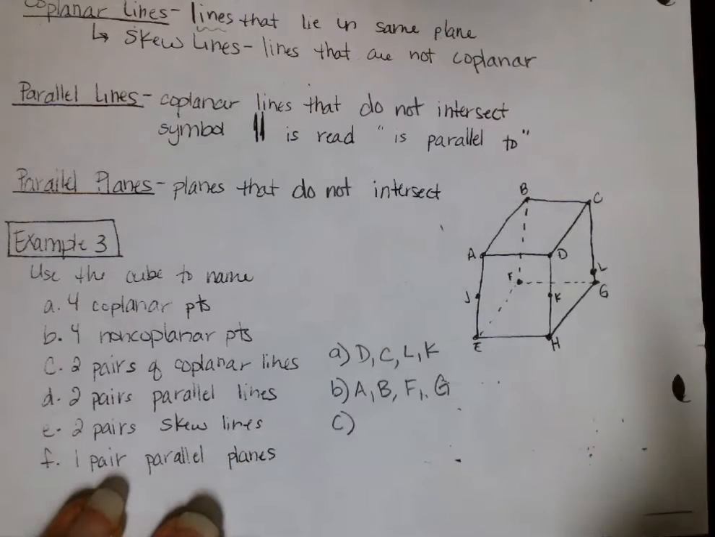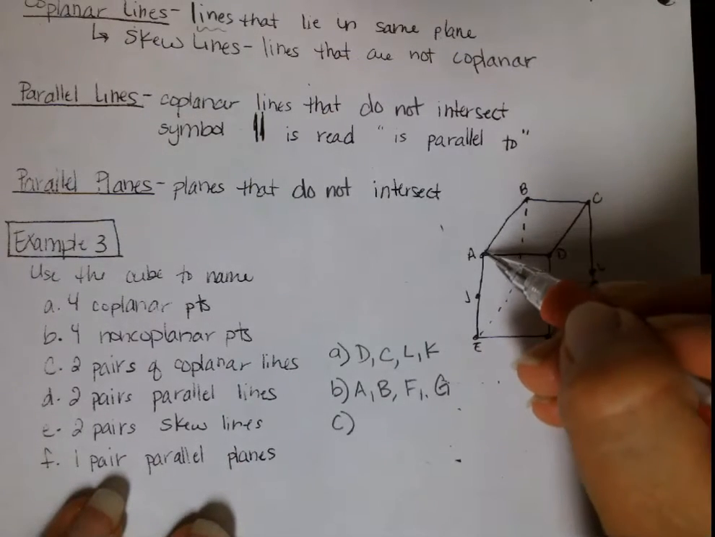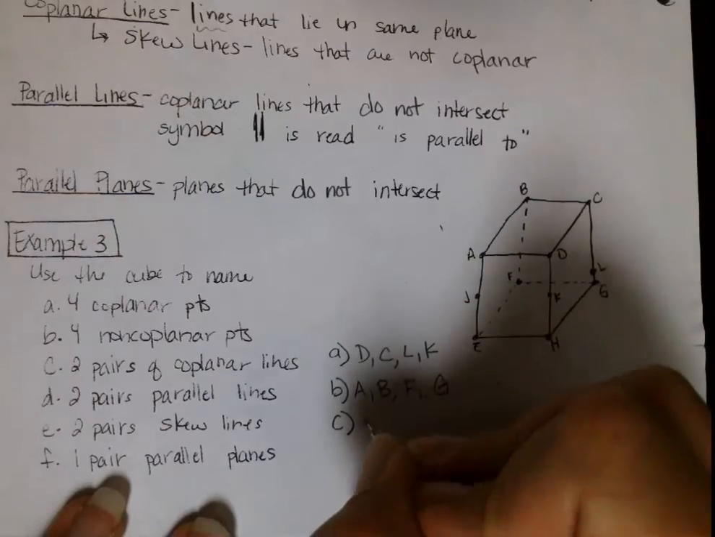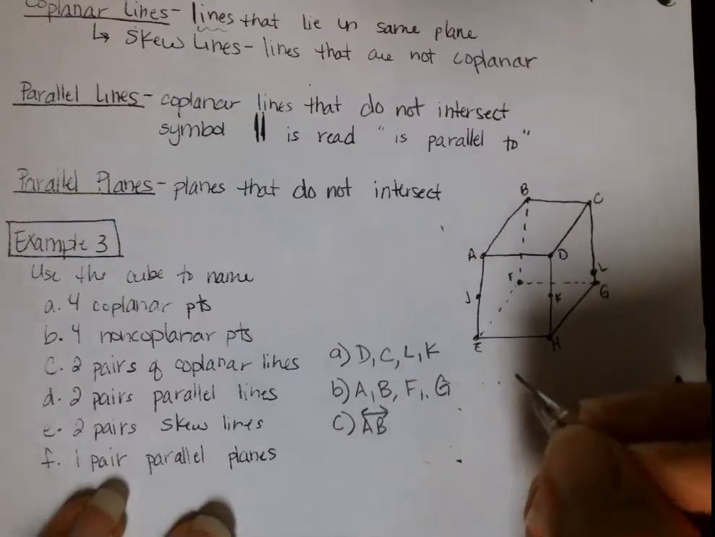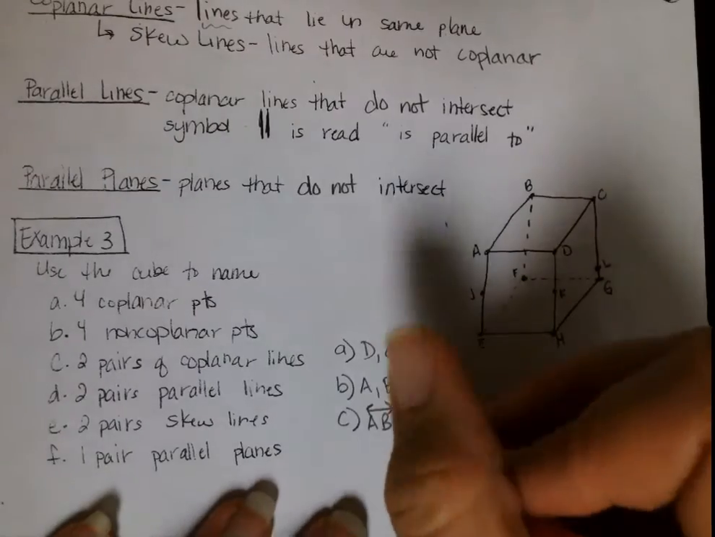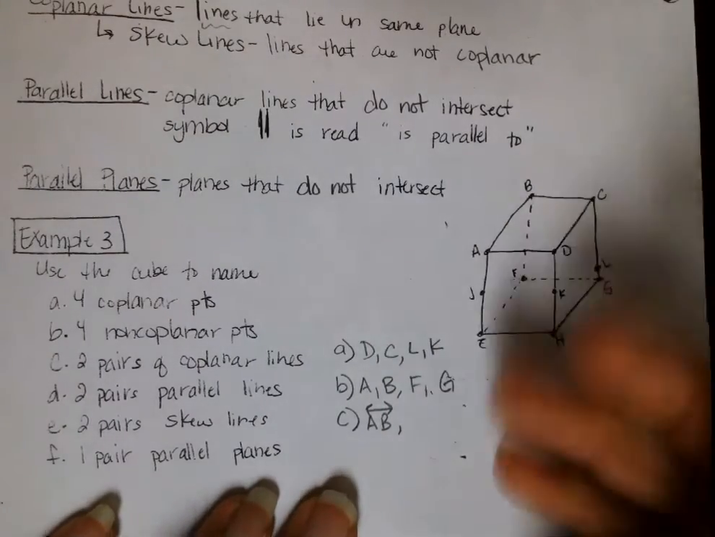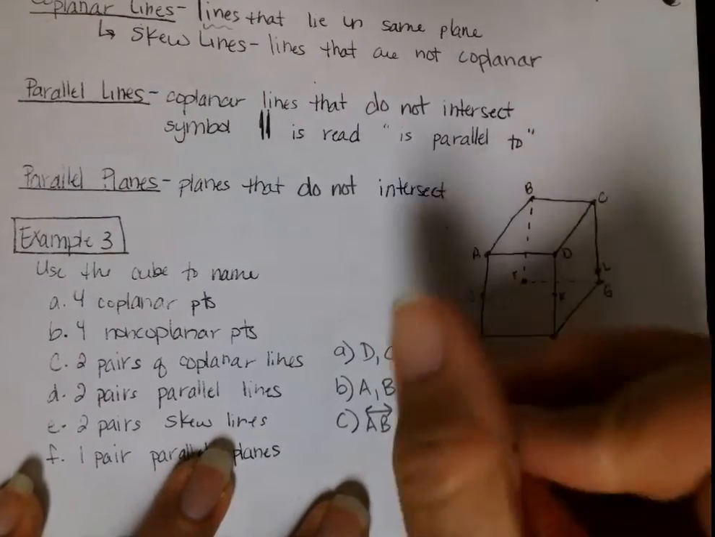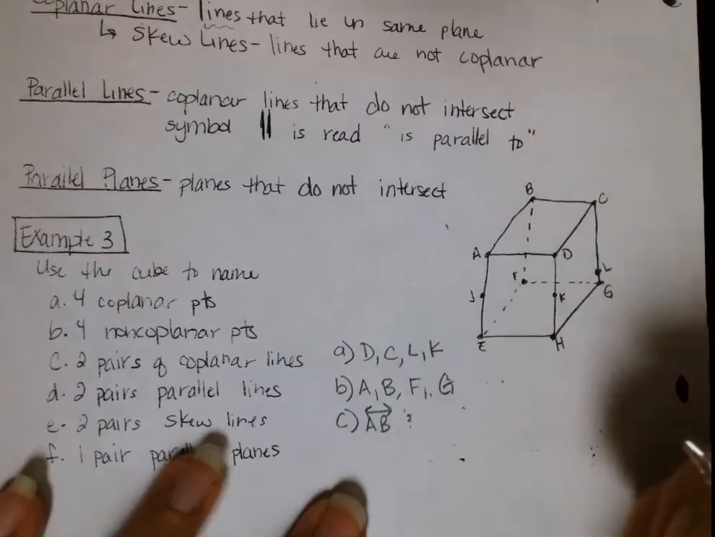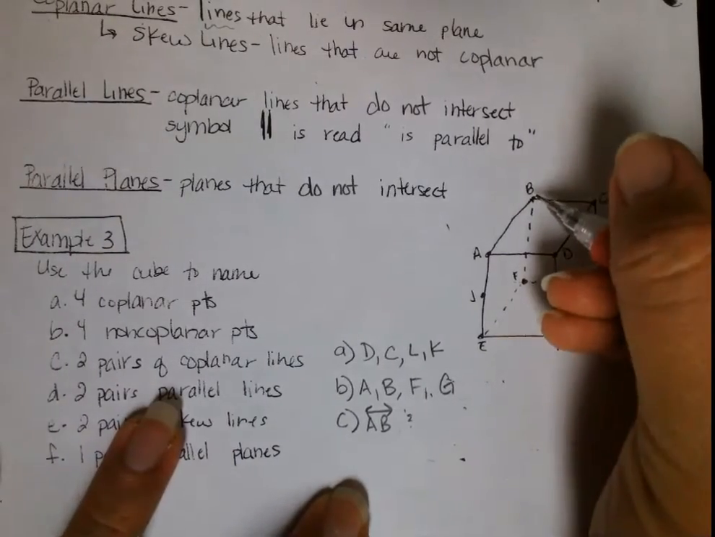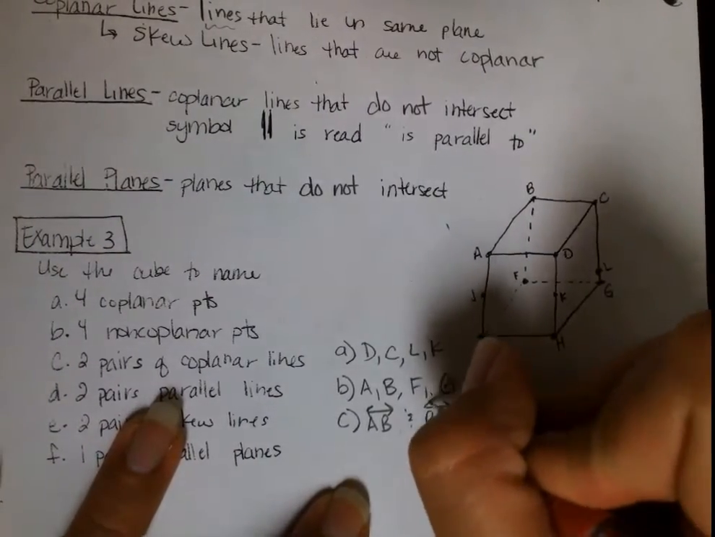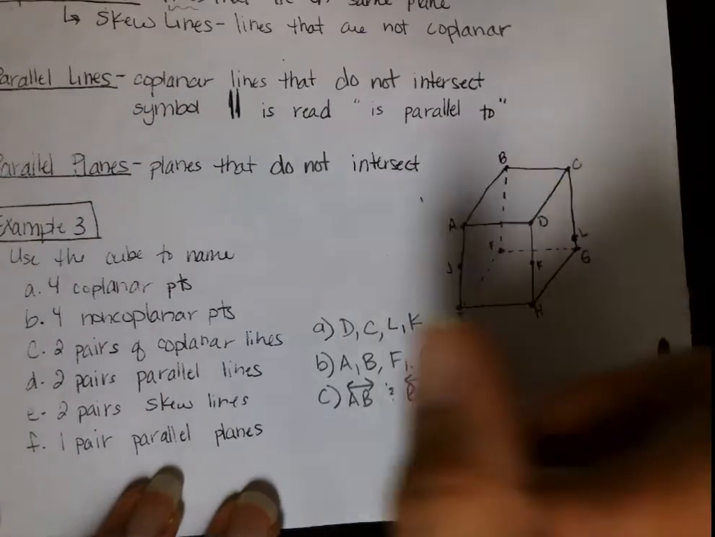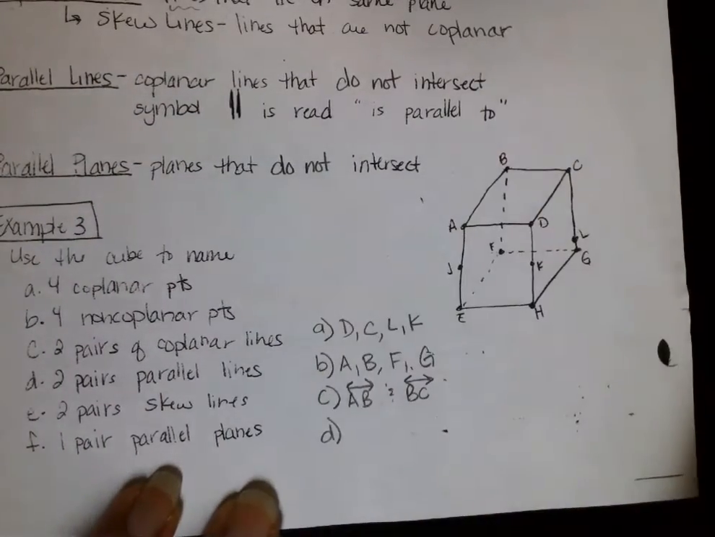All right, C, 2 pairs of coplanar lines. All right, so let's do this line, AB. So we're going to label it AB. Remember, draw the line over it. I'll never write the word line, AB. It takes too much time. I'm lazy like that. So AB, I'm going to put an and symbol here. And we could do BC. Those are line BC. Those are coplanar. They're intersecting, but coplanar. All right.